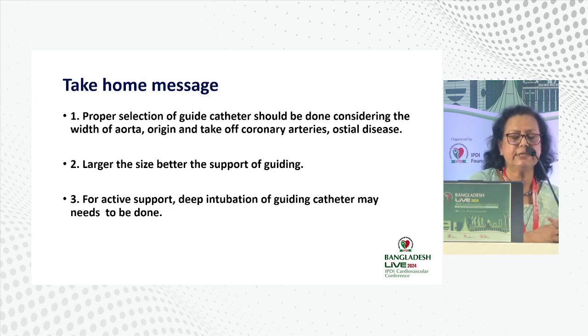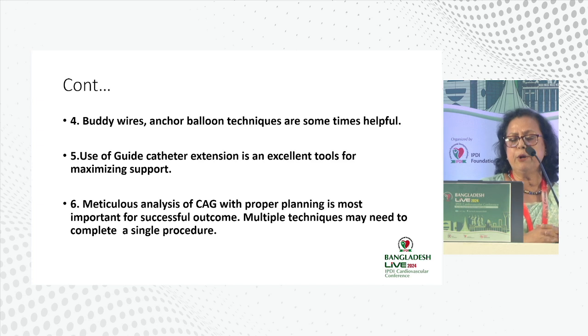So, take home message: proper selection of the guide catheter should be done considering the width of the aorta, origin and take-off of the coronary artery, and ostial disease. The larger the size, the better the support of the guiding catheter. For proper active support, deep intubation of the guiding catheter may need to be done. Buddy wire and anchor balloon techniques are sometimes helpful. Use of a guide catheter extension is an excellent tool for maximizing support. Meticulous analysis of the angiogram with proper planning is most important for a successful outcome. Multiple techniques may be needed to complete a single procedure.